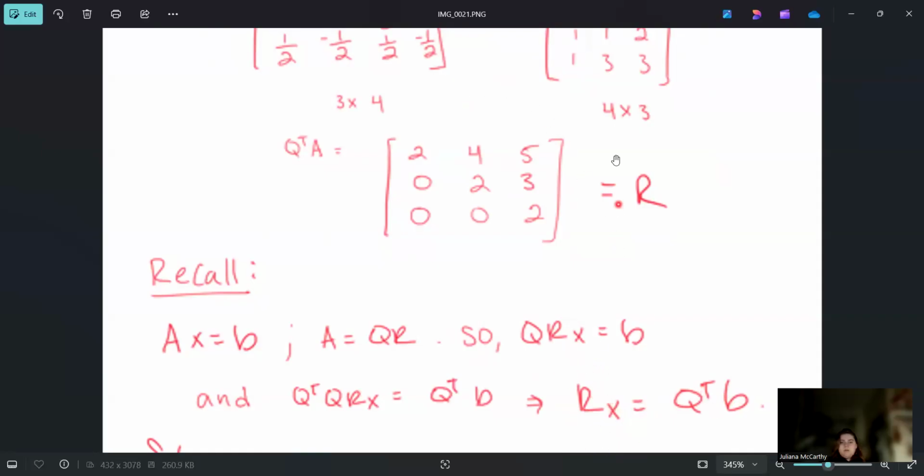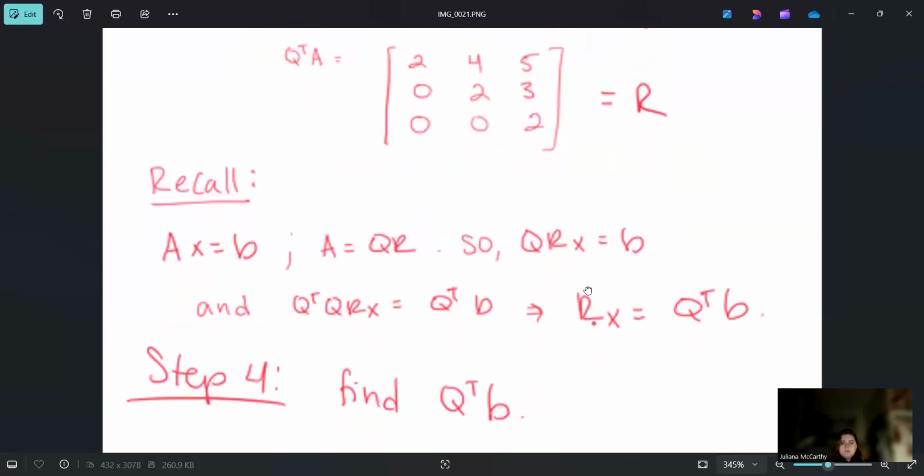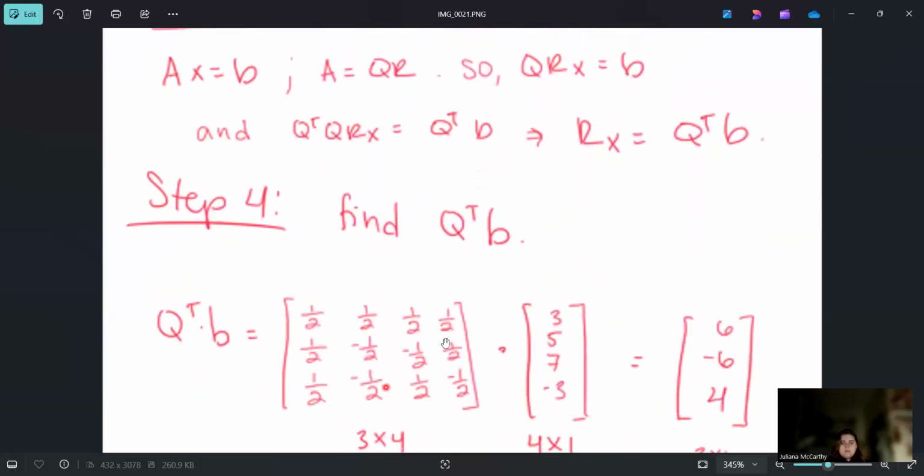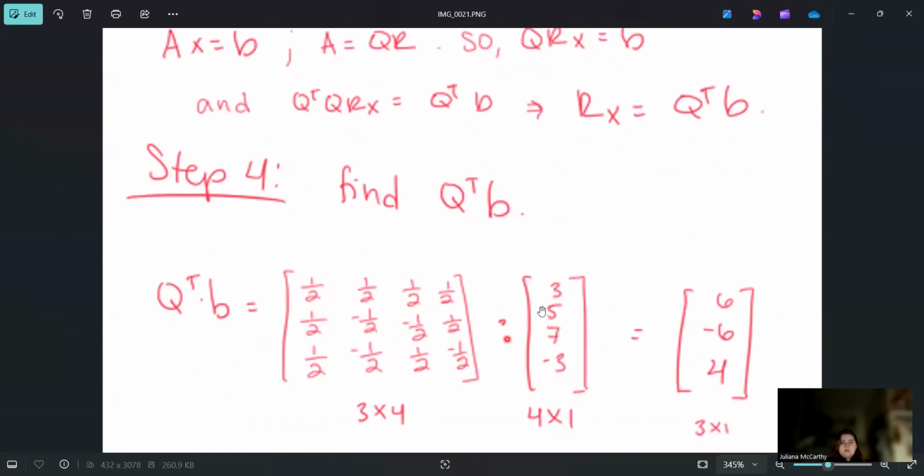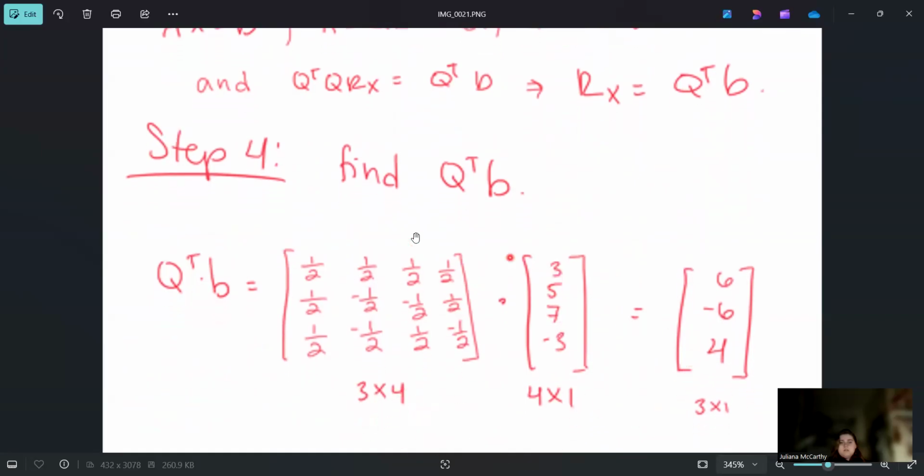And so we found R up here. All that's left to do is find Q transpose times b. So we have our Q transpose that we found earlier. b was given to us. This is a 3x4. This is a 4x1. 4 is on the inside, they match, so we're going to get a 3x1. So it's 3 times the first column plus 5 times the second column plus 7 times the third column plus -3 times the fourth column. Add those all together, we get 6, -6, 4. So that's our Q transpose times b.